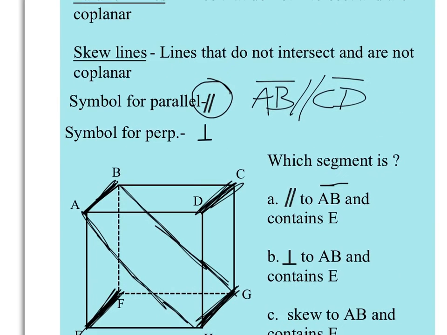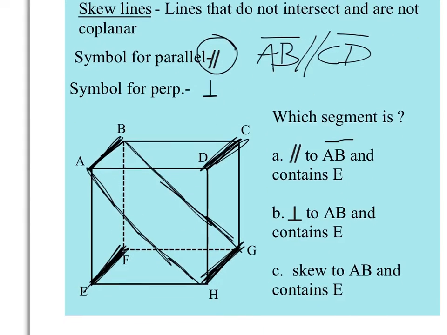Now skew lines, this is new, are lines that do not intersect and are not coplanar. In letter C down here, we want a line that's skew to AB and contains E. So AB's here, and for skew, we want to picture airplanes flying in completely different directions, and here's what it would look like right here. This is the only line segment in this cube that is skew to AB and contains E.